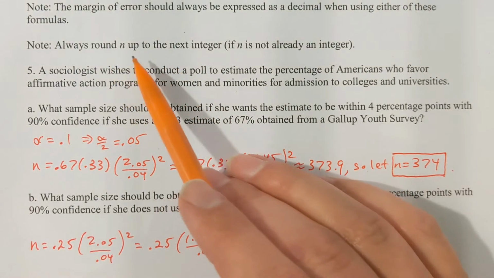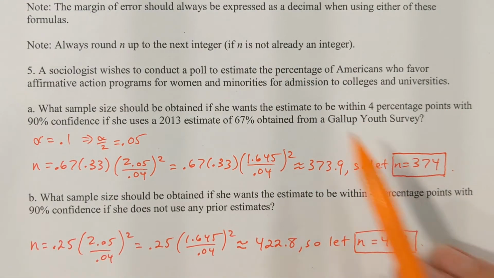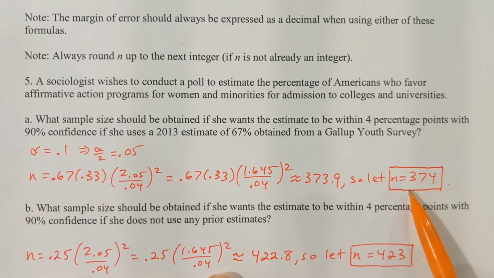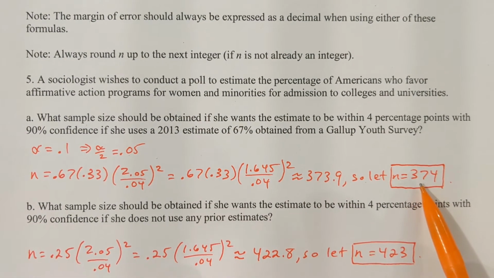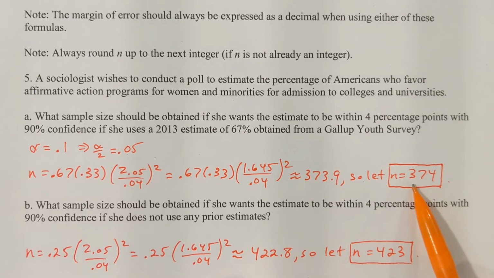Always round n up to the next integer if n is not already an integer. So in order to make everything work out here, she's going to want at least 374 people participating in the sample. Now anything bigger than that would be okay.